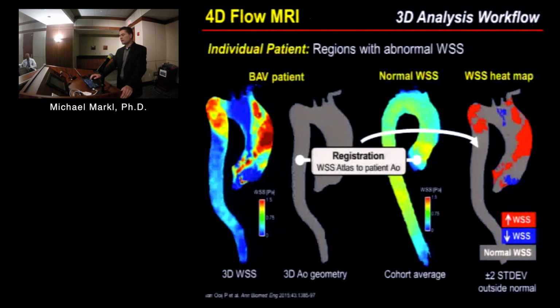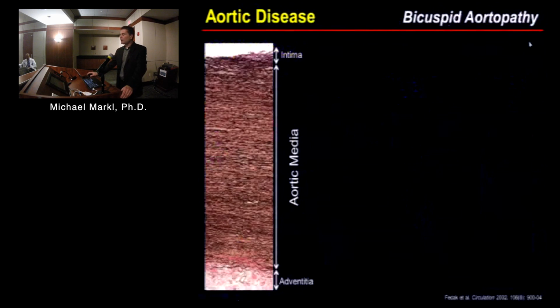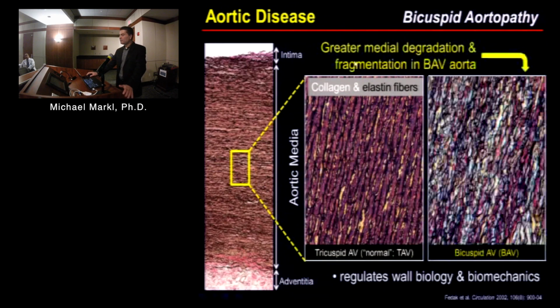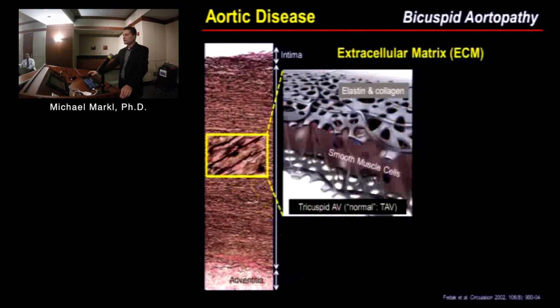And this actually gives us the opportunity now to better understand what's really going on with the tissue in the individual patient. So if we take one step back and look at what bicuspid aortopathy really is, it is really a disease of the aortic media, and it results in a medial degradation and fragmentation of the bicuspid aortic wall. So you have this disintegration of the elastin fiber structure, and you have different protein expressions and so on. And there's been a lot of work that went into this.